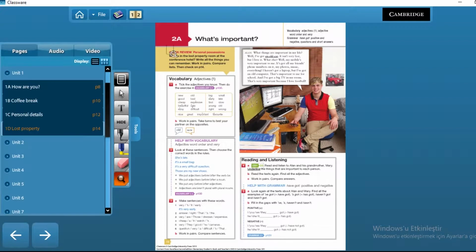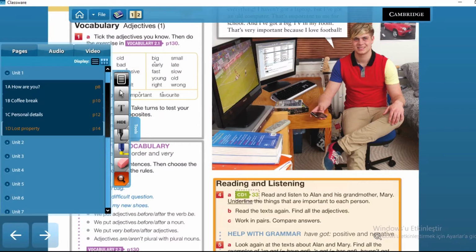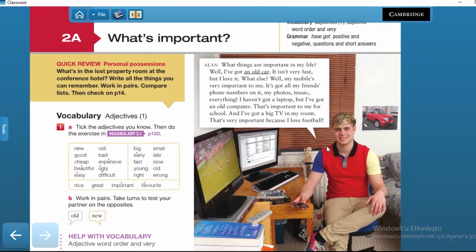Let's zoom in first and check what Unit 2A is about. Unit 2 is about adjectives and have got and has got forms. Let's start with adjectives. But what is an adjective? Adjectives describe nouns, and adjectives always come before the nouns.